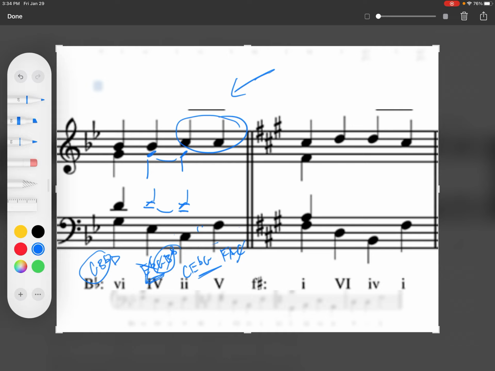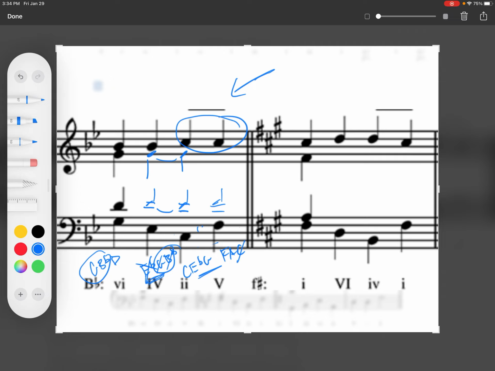Okay, so let's look here. We already have C, so please don't double the C down here. That doesn't make any sense because we don't need to double our chordal 5th. We want to double our root. Okay, so let's just go through some things here. If we do this, this should work just fine.